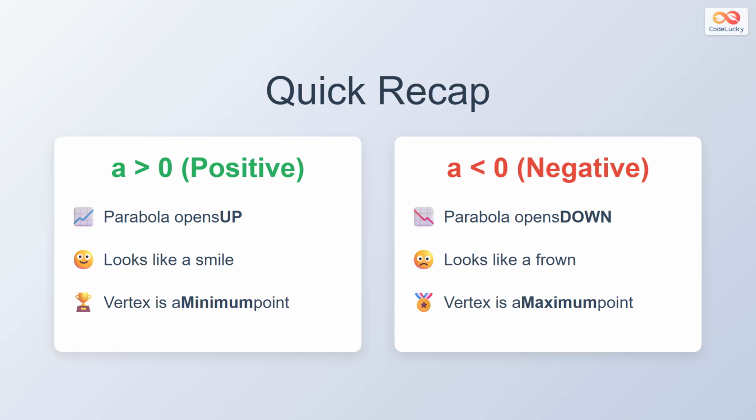To summarize everything, if the a value is positive, the parabola opens up, looks like a smile, and has a minimum point at its vertex. If the a value is negative, the parabola opens down, looks like a frown, and has a maximum point at its vertex.